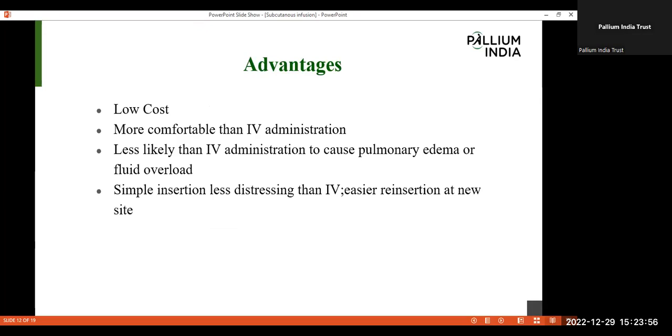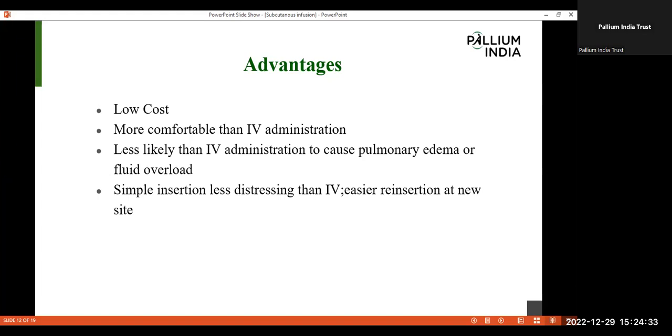Then, for subcutaneous injection and subcutaneous infusion, there are some advantages also. First one, it is low cost. Already I told, a scalp vein set or butterfly cannula, the SV set only, we use for giving the injection. Compare the SV set and the IV cannula: an IV cannula needs 85 or 105 or 125 rupees, but the SV set is comparatively much cheaper. That is the first advantage.